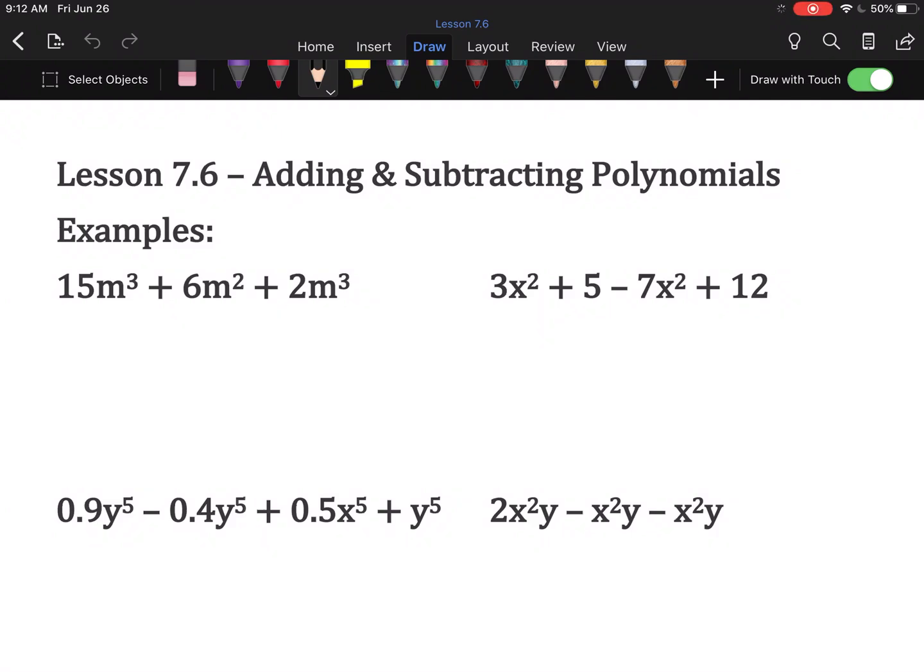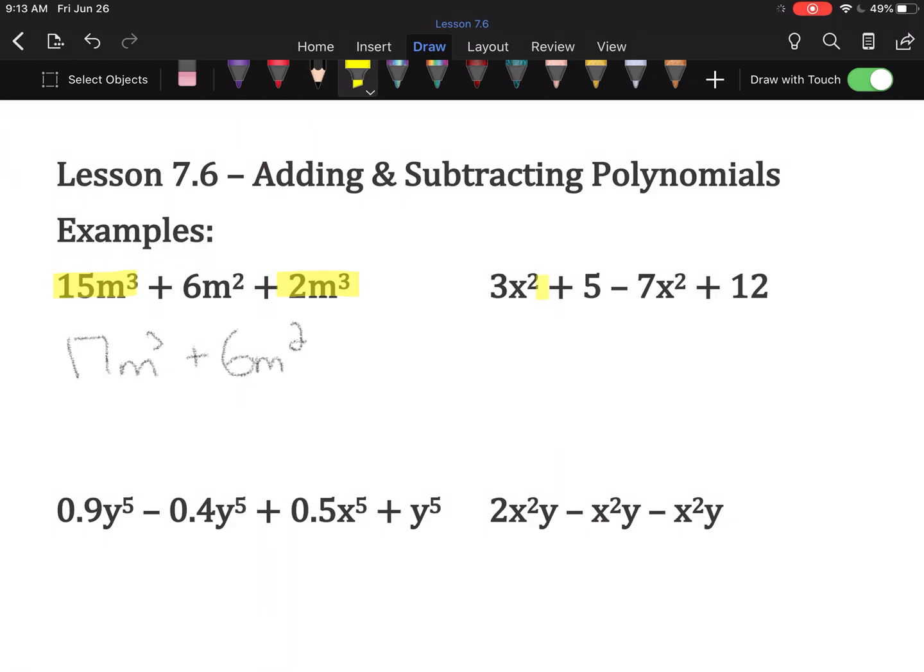7.6 is adding and subtracting polynomials, which is a giant exercise in combining like terms. So, first example, those are like terms. Remember, like terms have the same letter to the same exponent. So there are really 17 m cubes, and the 6m squared just gets carried along. There, you combine like terms, that's done.